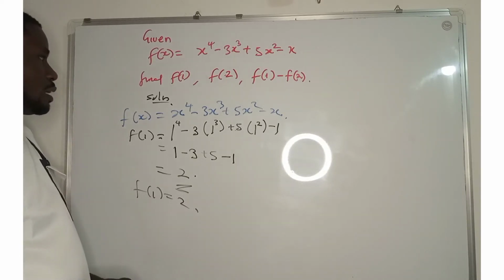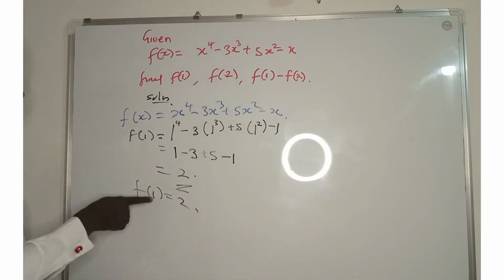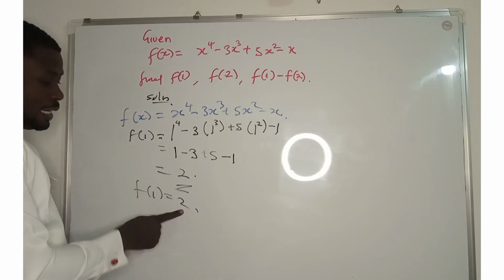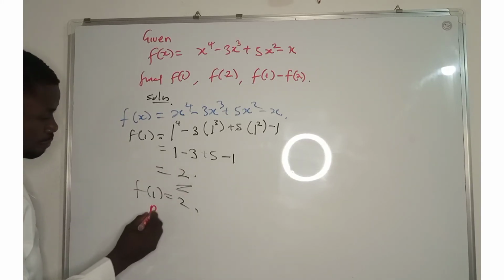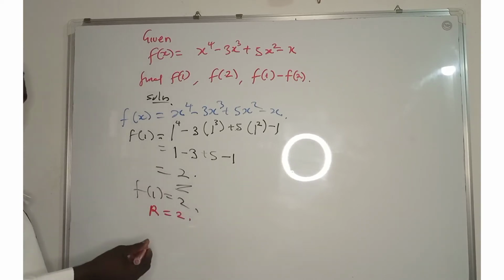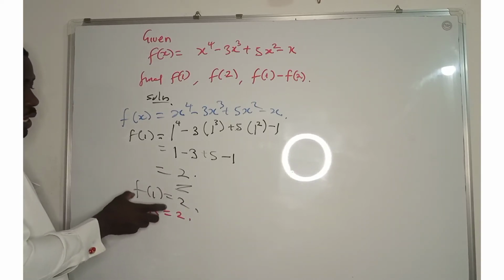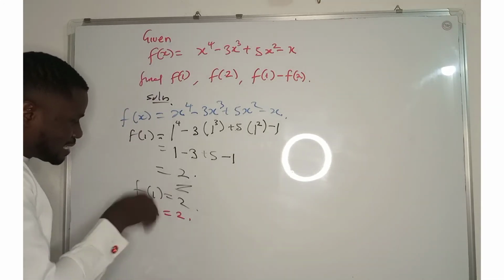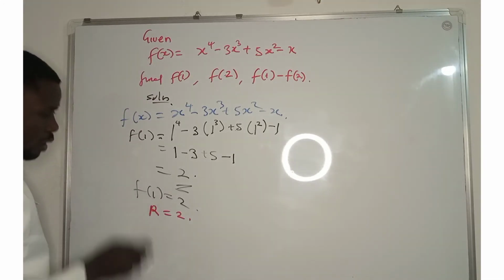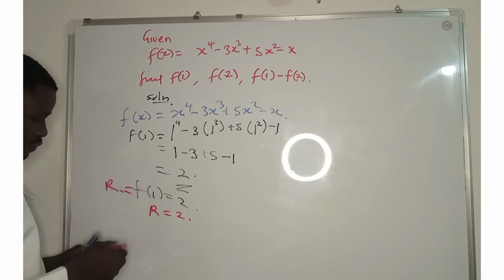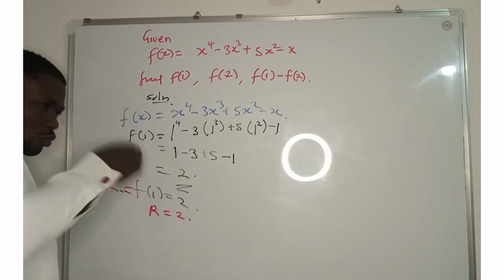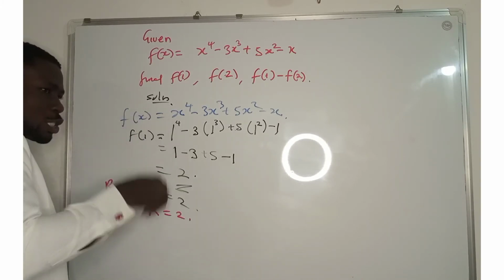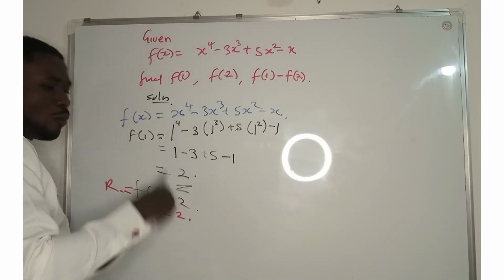f of 1 is equal to 2. Now, if f of 1 is equal to 2, it means that the remainder is equal to 2. Another way of putting it, this f of 1 is the same thing as a remainder when a particular expression divides this. And what is that expression?